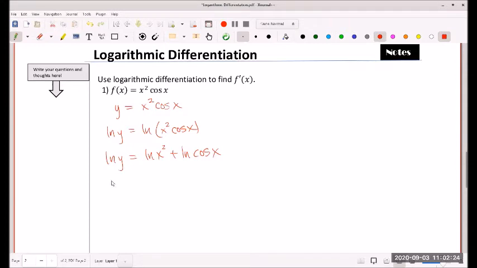So the derivative of natural log of y is 1 over y. Using the chain rule, I'd have to multiply that by the derivative of the inside, y prime. This becomes 1 over x squared times 2x. We'll simplify that in a minute. Plus 1 over cosine of x times the derivative of cosine of x, which is negative sine of x.